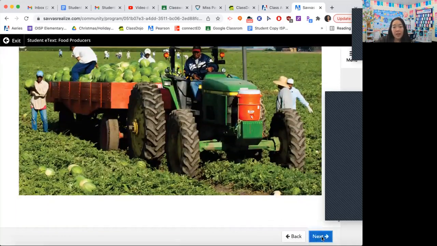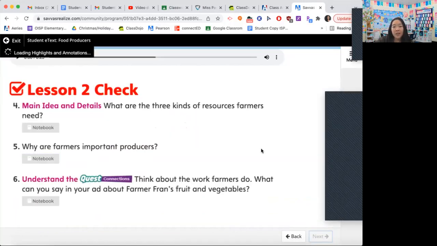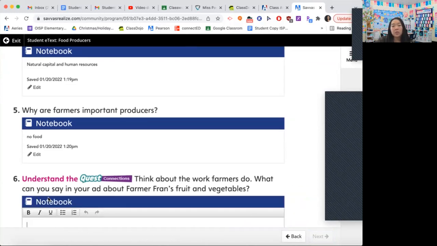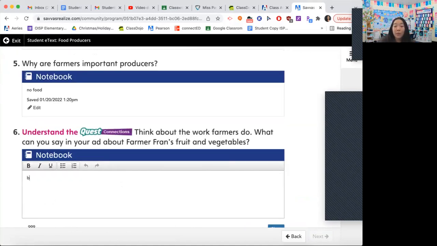You can say that their fruits and vegetables are big and juicy. We can use describing words. Big. We can use the word juicy. We can use the word fresh.